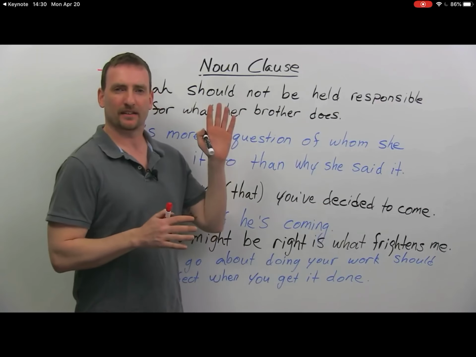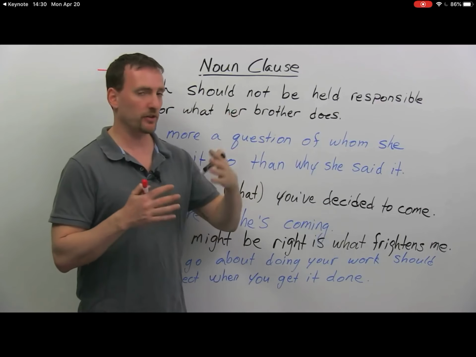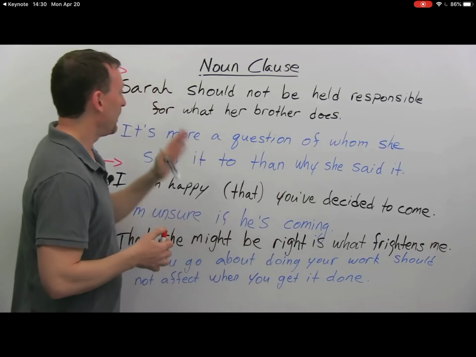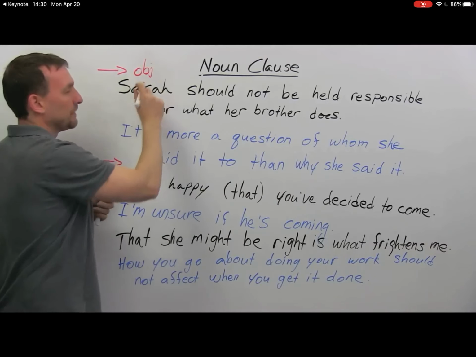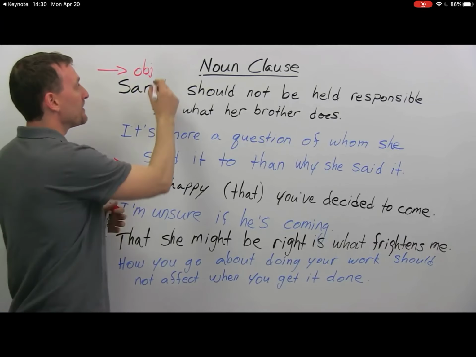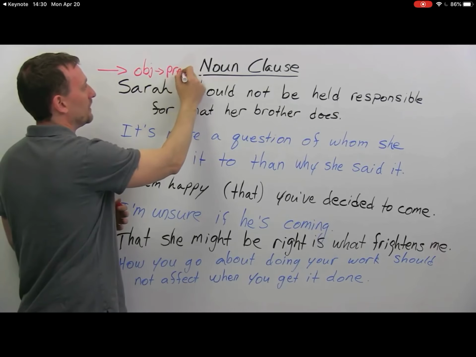Okay, so now we're going to look at the other two uses of the noun clause. The first one we're going to look at is the object again. But this time we're looking at the object of a preposition.